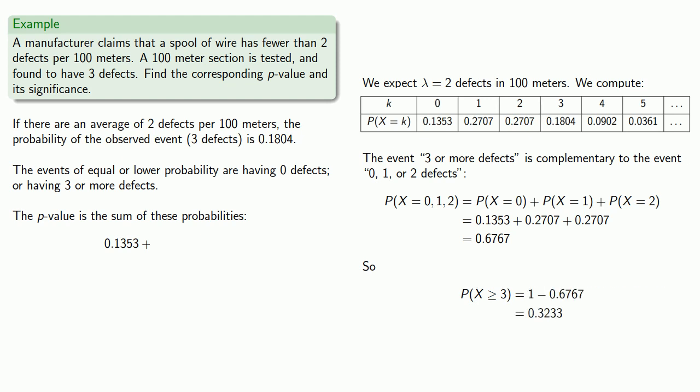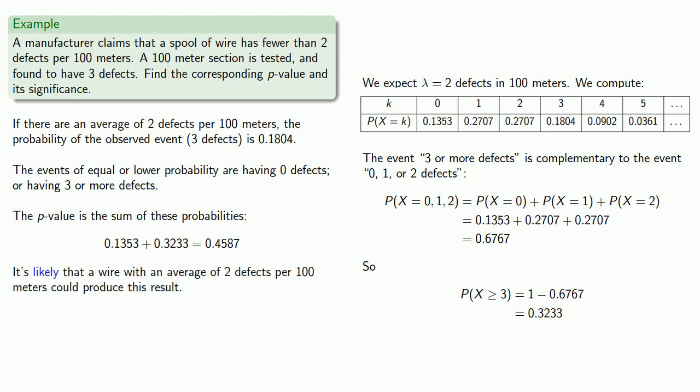And so we can calculate our p-value. And that's about 46%. So it's likely that a wire with an average of 2 defects per 100 meters could produce the observed result.